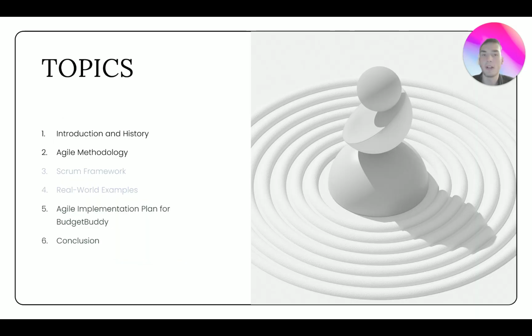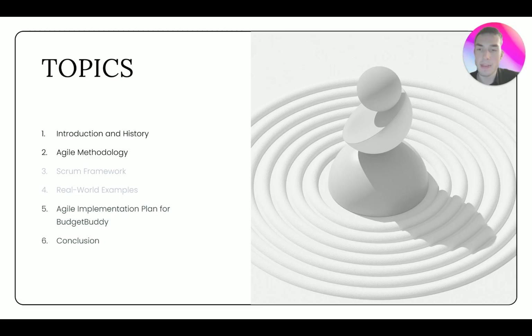In this episode, we're going to cover an introduction to the Agile methodology and a history of project management methodologies for software engineering. And we're going to take a look at the Agile methodology in the words of its creators by looking at the Agile Manifesto. In part two, we're going to take a look at the Scrum framework.